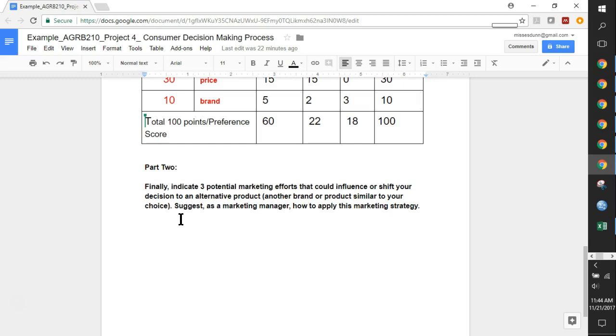Maybe if I wanted people to buy Sprite, I will offer 1 Sprite plus a bag of chips. Or maybe I will offer 6 Sprites for the price of 4. Or maybe I will put a big sign in the Circle K to attract people to my product. You want to write those marketing efforts out in 3 to 5 sentences or 1 paragraph and suggest how you could influence people's decision, maybe away from the one that gets the highest preference score. Okay, best of luck on this project.